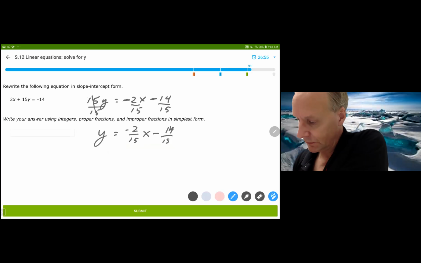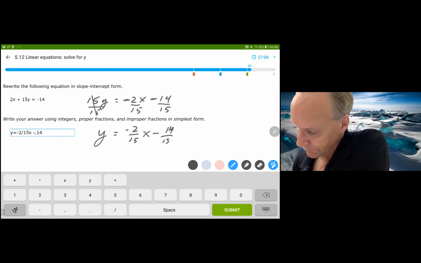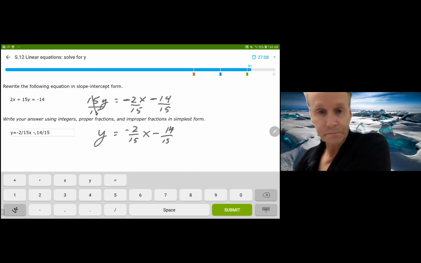My handwriting is really going to hell. So y equals negative 2 over 15 x, we need a space, minus 14 over 15. Looks good.